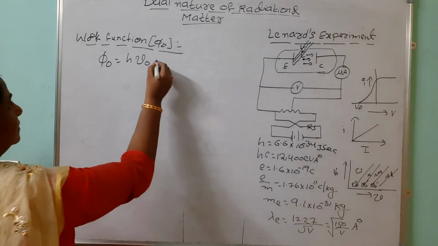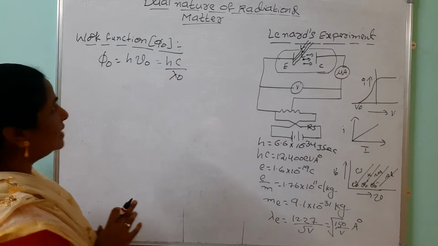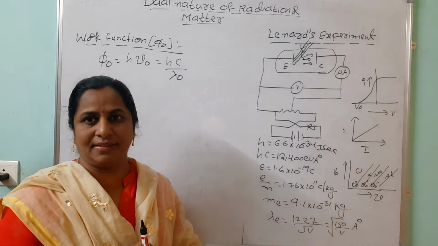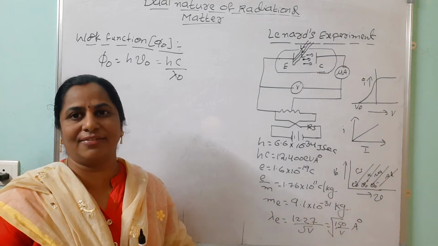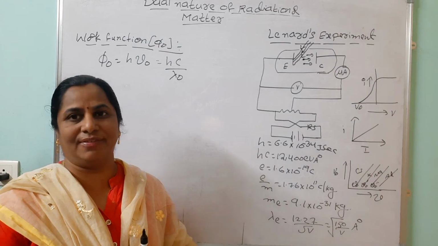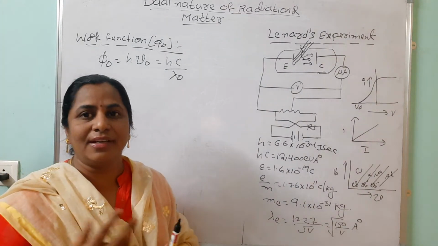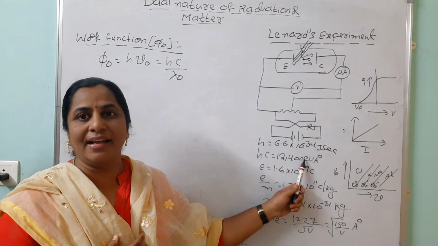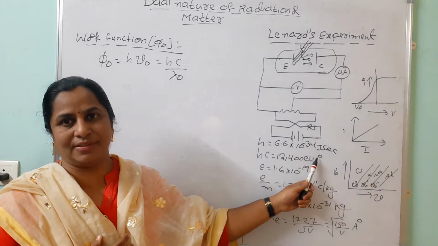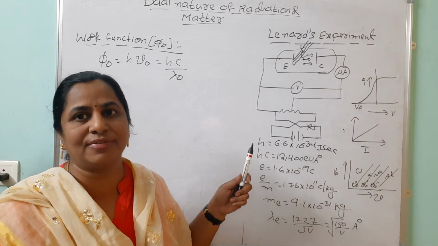It should be right, hc by lambda naught also. Here lambda naught is the threshold wavelength. See, the maximum wavelength required to conduct this photoelectric effect is called the threshold wavelength. So here the hc value is very useful. You remember that hc value is 12,400 electron volt angstroms. While doing the calculations, it's very useful for you.